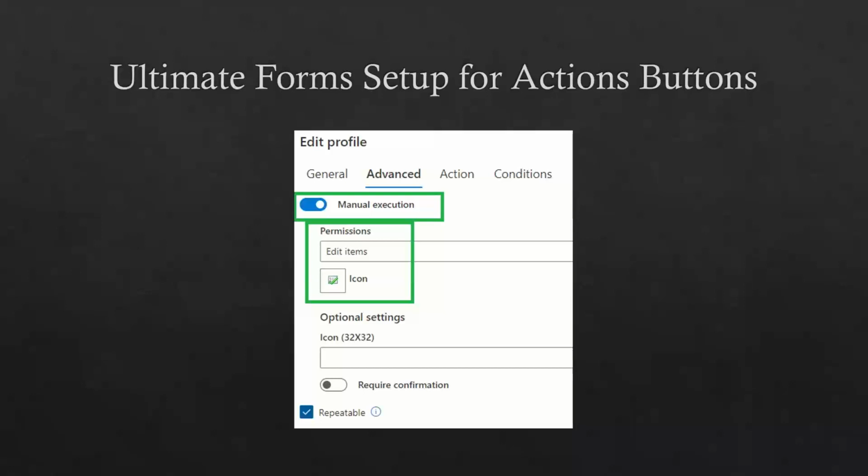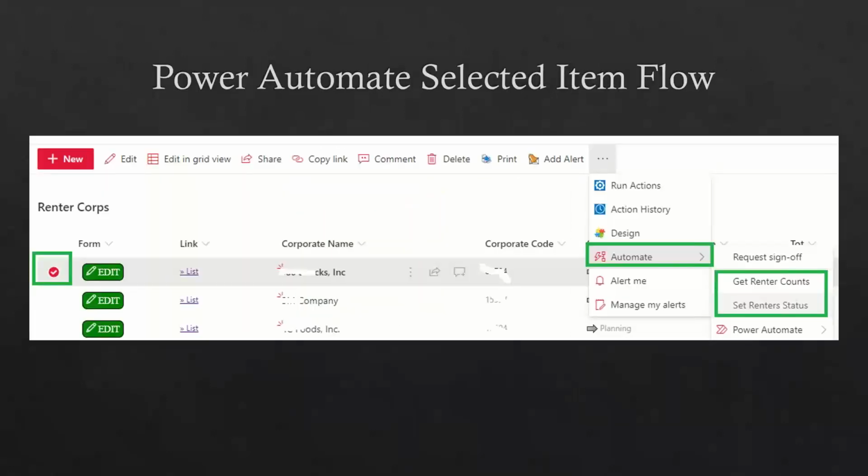You pick an icon, and you can actually set the permissions in terms of who's allowed to do that. So that's another way to have a user-facing button with your actions. Yet another way is with Power Automate. If you create a flow for a selected item, you can assign permissions to that flow. And once you've done that, automatically in the SharePoint interface, if you go to the Automate menu, you're going to see that automatically get populated.